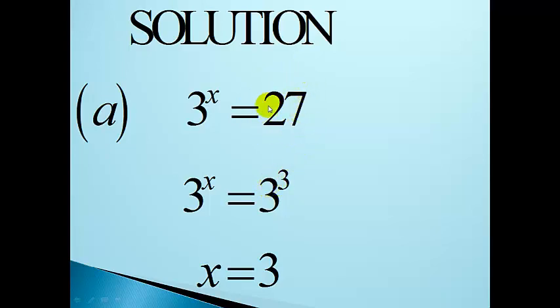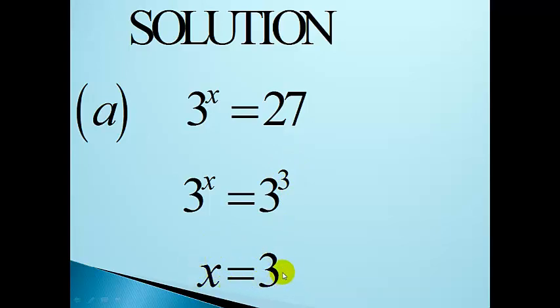And 27 can be expressed as 3 raised to the power 3 because 3 raised to the power 3 is the same as 27. Now we can see that the bases are now the same and therefore we can equate the exponent. The exponent on the left hand side is x and the exponent on the right hand side is 3, and therefore x is equal to 3.